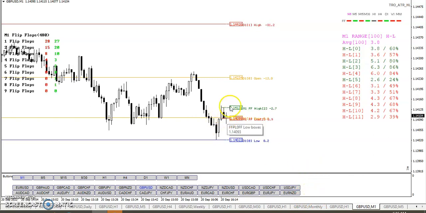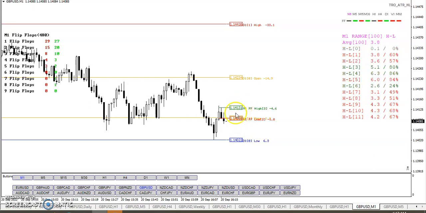And you can see here, looking at flip-flop. And the other thing is, this box is only about four pips in range. Usually like to have maybe a little bit bigger if you can.